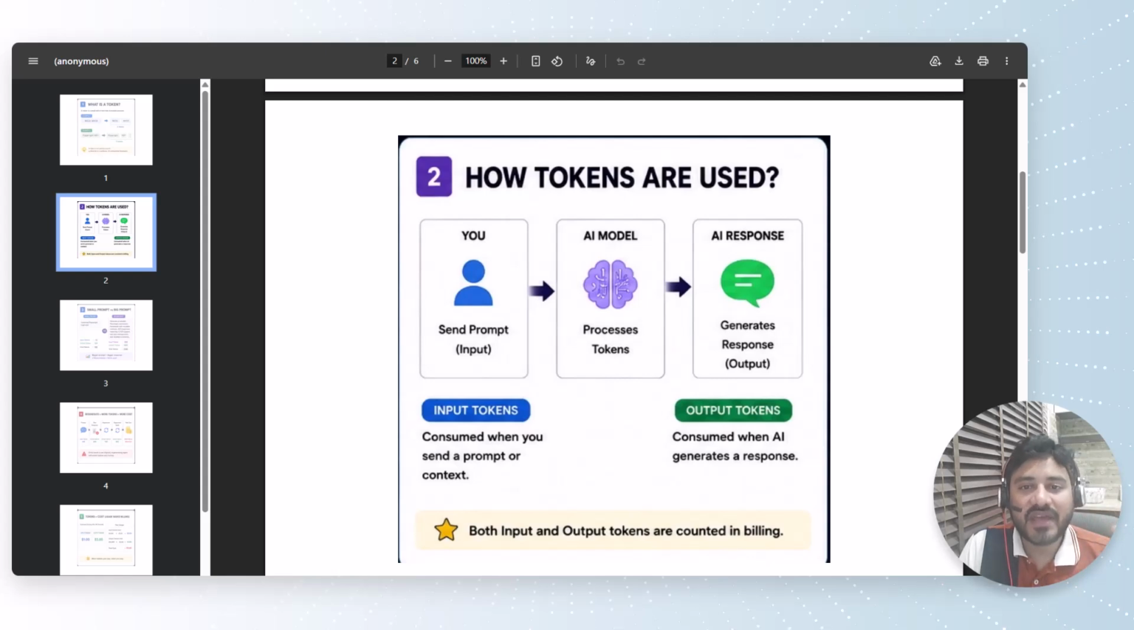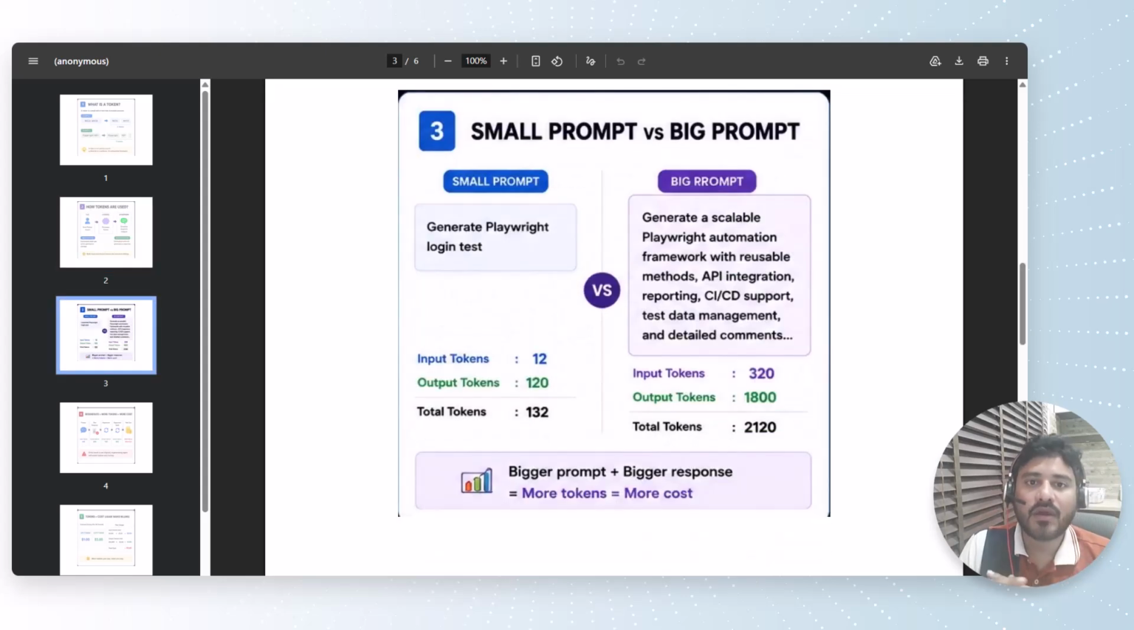And this is where many developers misunderstand AI pricing. Most AI platforms charge based on input tokens and output tokens. So both sides consume tokens and both can contribute to cost. And usually large generated outputs consume significantly more tokens than small prompts. Now let's compare two practical examples. Suppose I ask AI, generate login test. Simple prompt, fewer tokens, smaller response, lower cost.